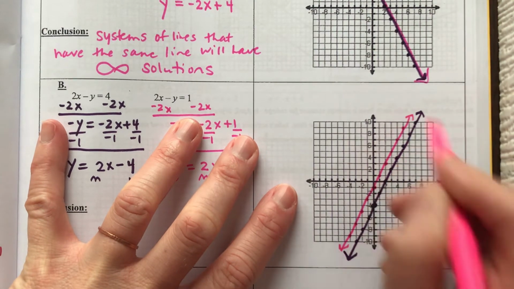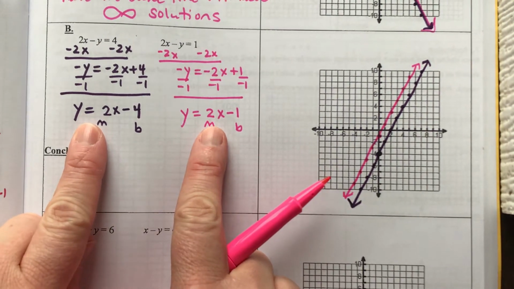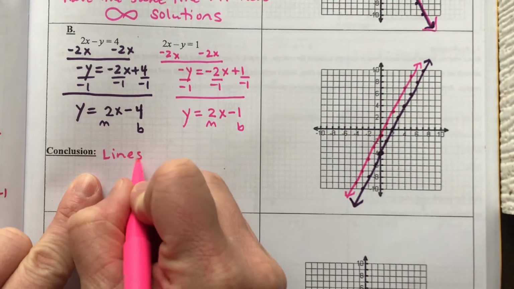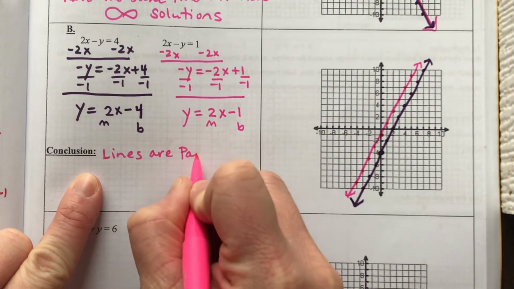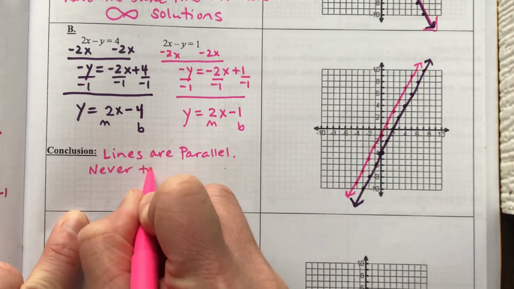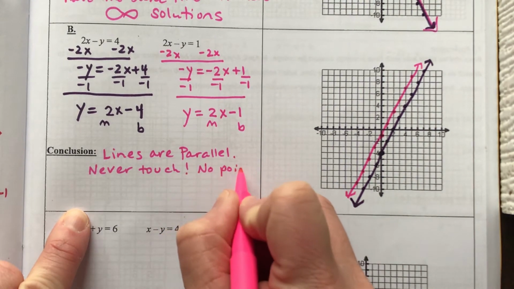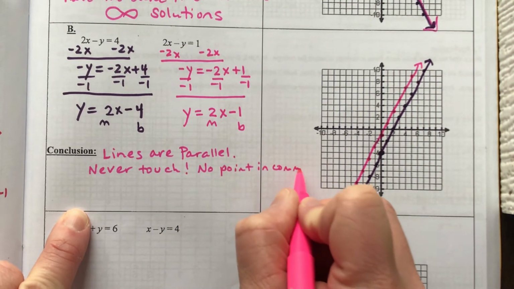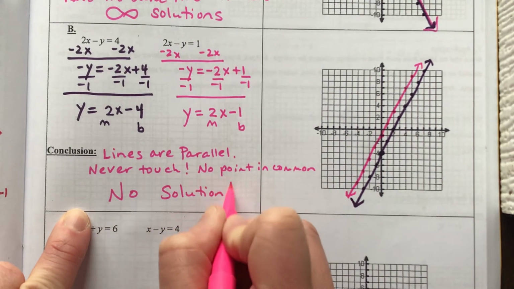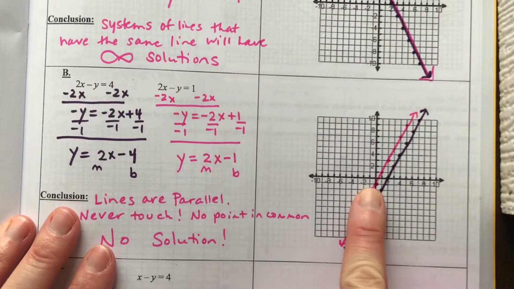they never touch. So because I had a system that had identical slope and a different y-intercept, these lines are parallel. And they will never touch. So they have no point in common. So there is no solution here. No solution. So infinite solutions versus no solution.